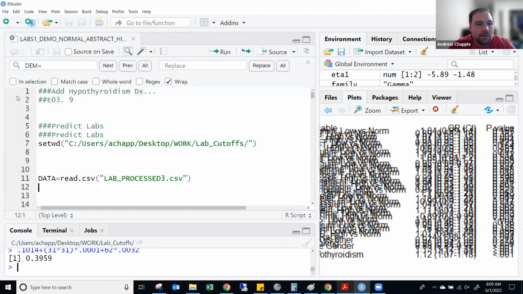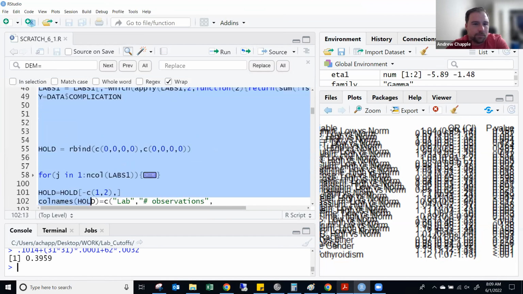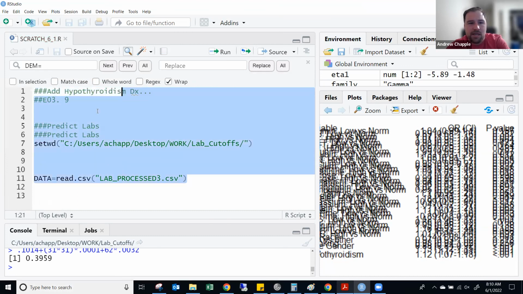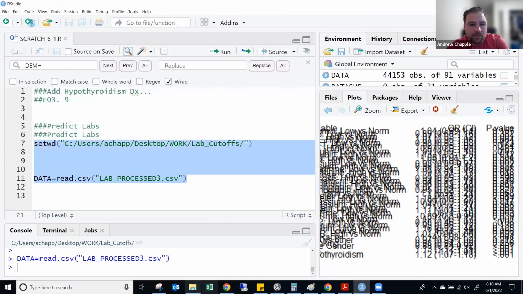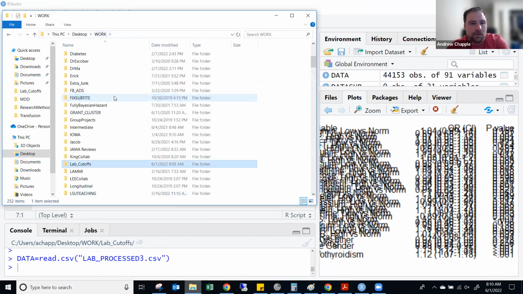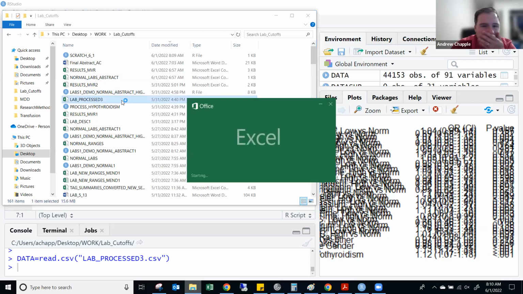scratch 6.1. Okay, and I can upload this data too. It's fine, it doesn't really mean anything. So this data, I have this in my labs cutoff file. Let me show you what it looks like overall. So if I go to work, labs cutoffs, I have lab process 3. That's this data here.